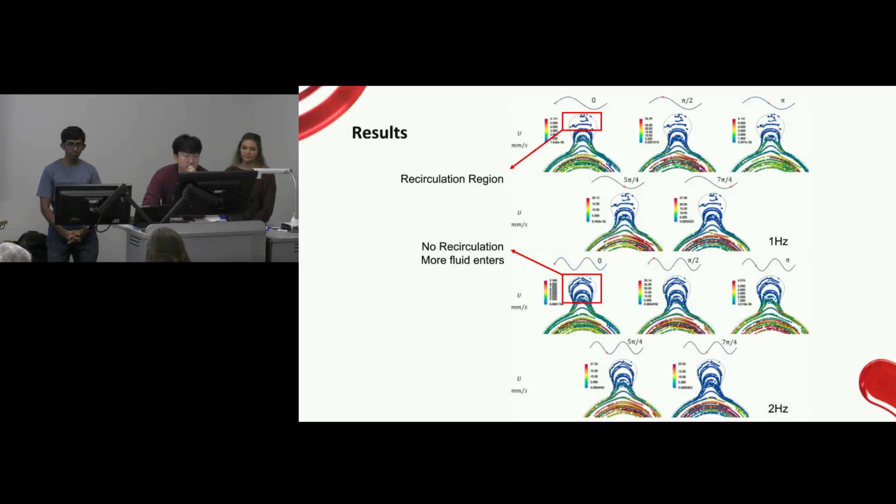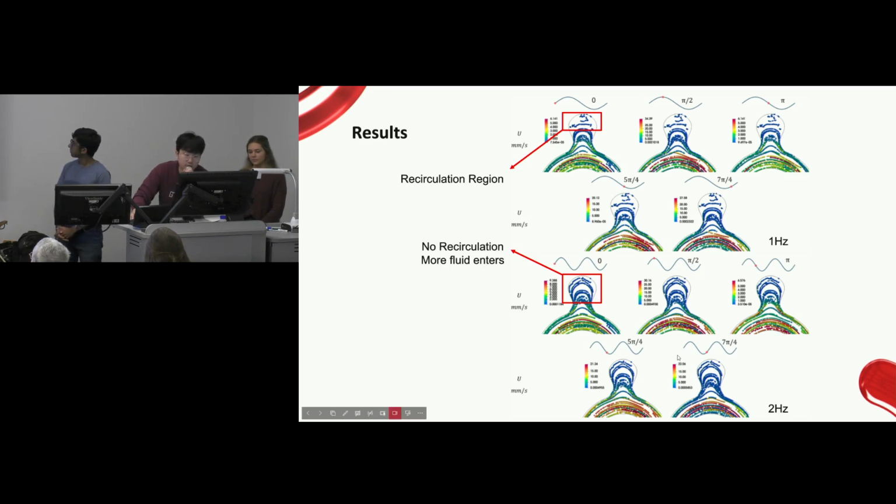So first, moving into the particle tracking. They test two different frequencies, 1 hertz and 2 hertz. And as you can see, for 1 hertz, there's a recirculation region at the inner side of the aneurysm sac, while for the higher frequency, which probably induced higher flow, there is no recirculation region, as more fluid enters through the mouth of the aneurysm, which is right here.